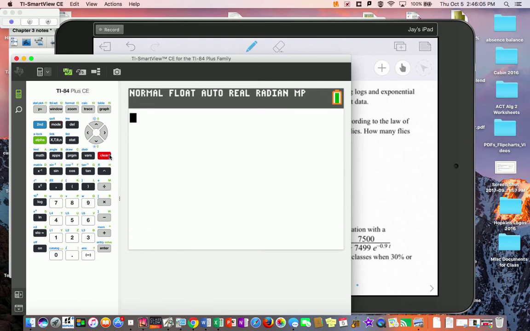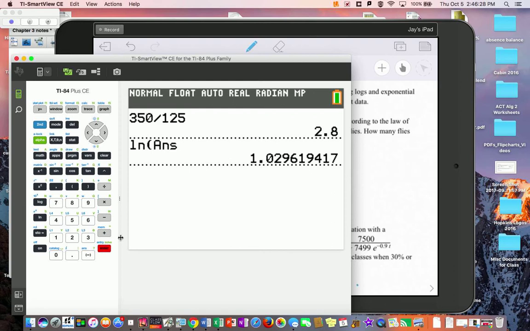I can go ahead and do 350 divided by 125. It's 2.8. Then we did the logarithm on both sides, so now I can do the natural log of that number. And then we can divide by 2. So it's about a 51% growth rate. You could multiply that by 100 if you want to get an interest rate or the growth rate percentage, but we don't need it.